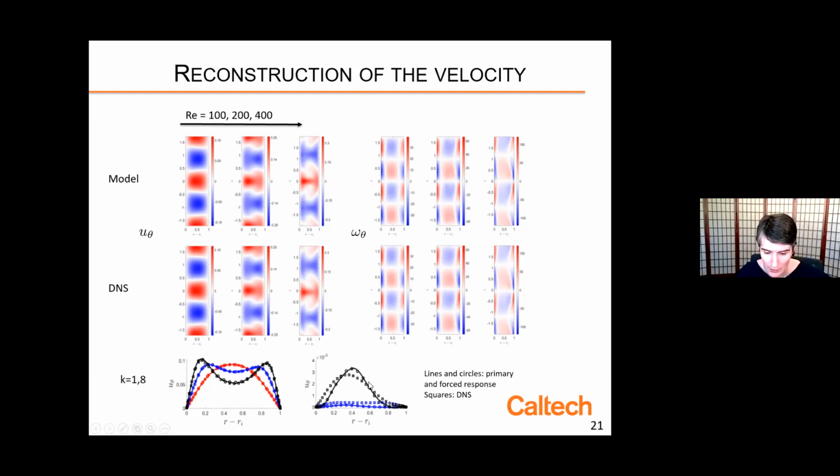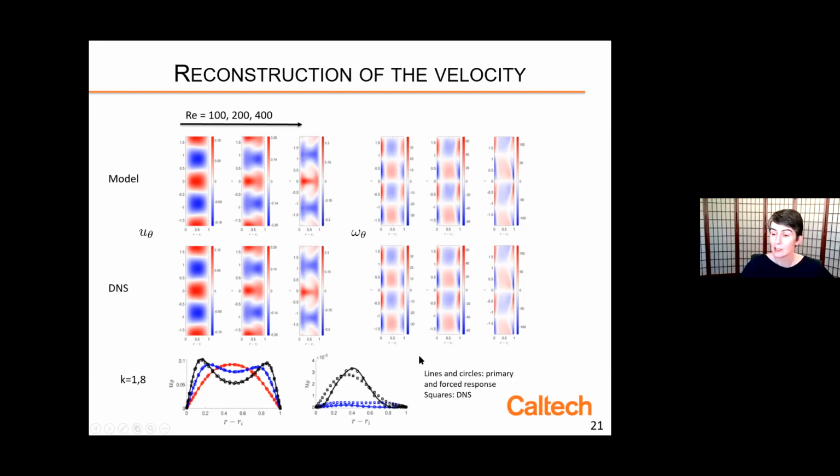But over here, there's a distinction between the DNS, the squares, and the overlap of the primary response. That's the left-hand side of U equals HF, and the circles, that's the nonlinear interaction of all the other modes in the model. So what we find is that we've closed our model, and those things agree, but it's a little bit different from the DNS.